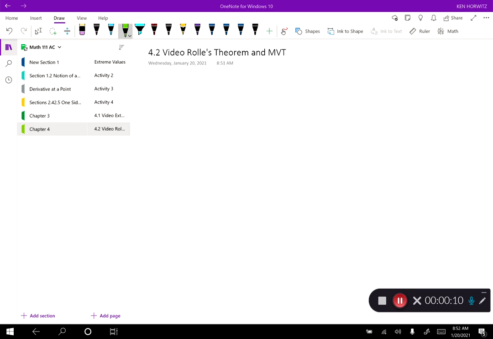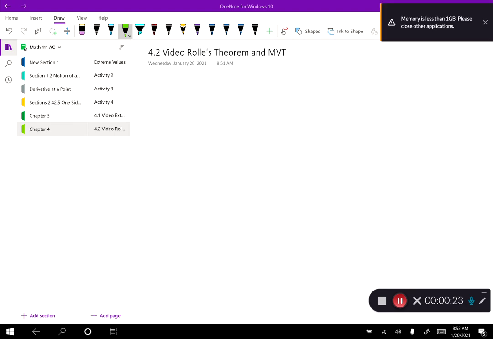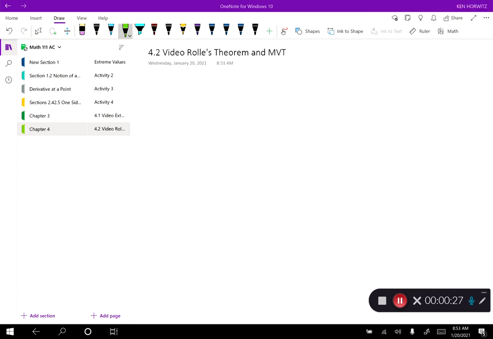All right, we learned in the last video that the extreme value theorem states that a continuous function on a closed interval [a, b] must have both a max and a min on that interval, right? If it's a closed interval, there must be a max and a min. However, the max and the min could be at the endpoints, right?